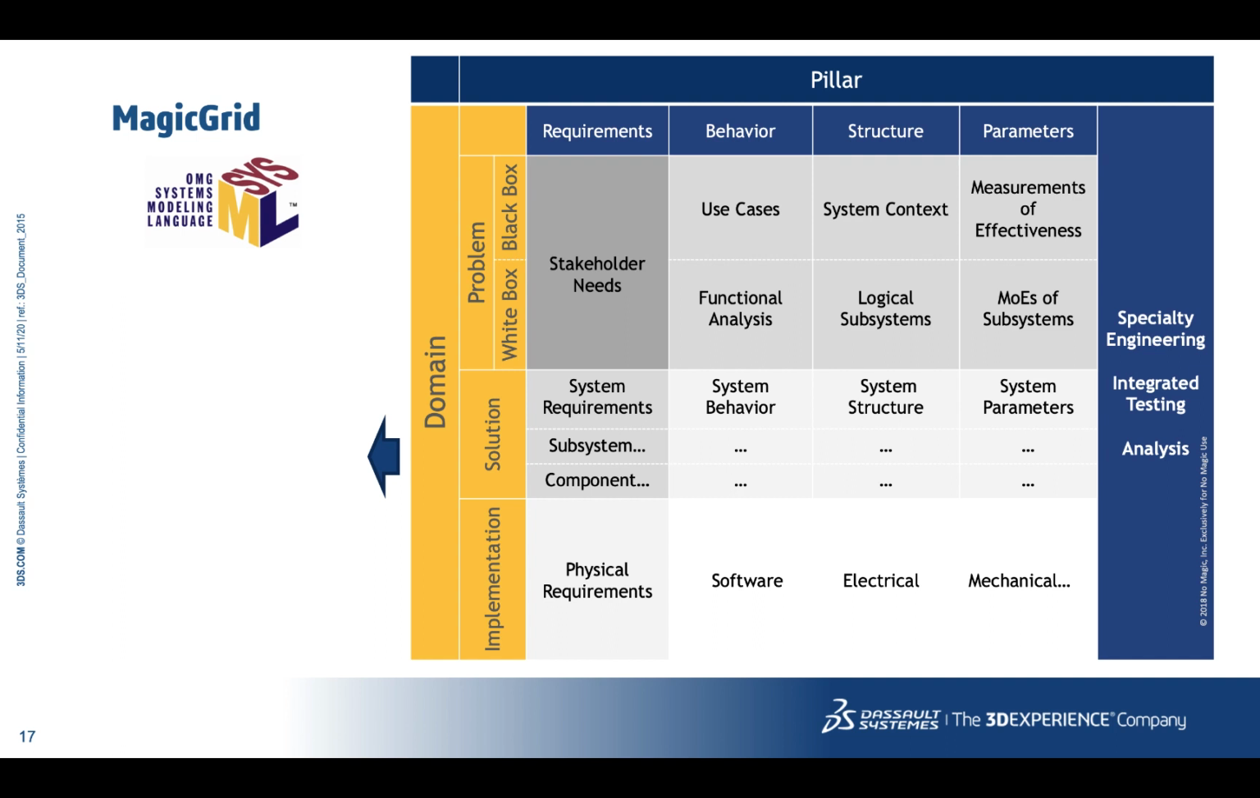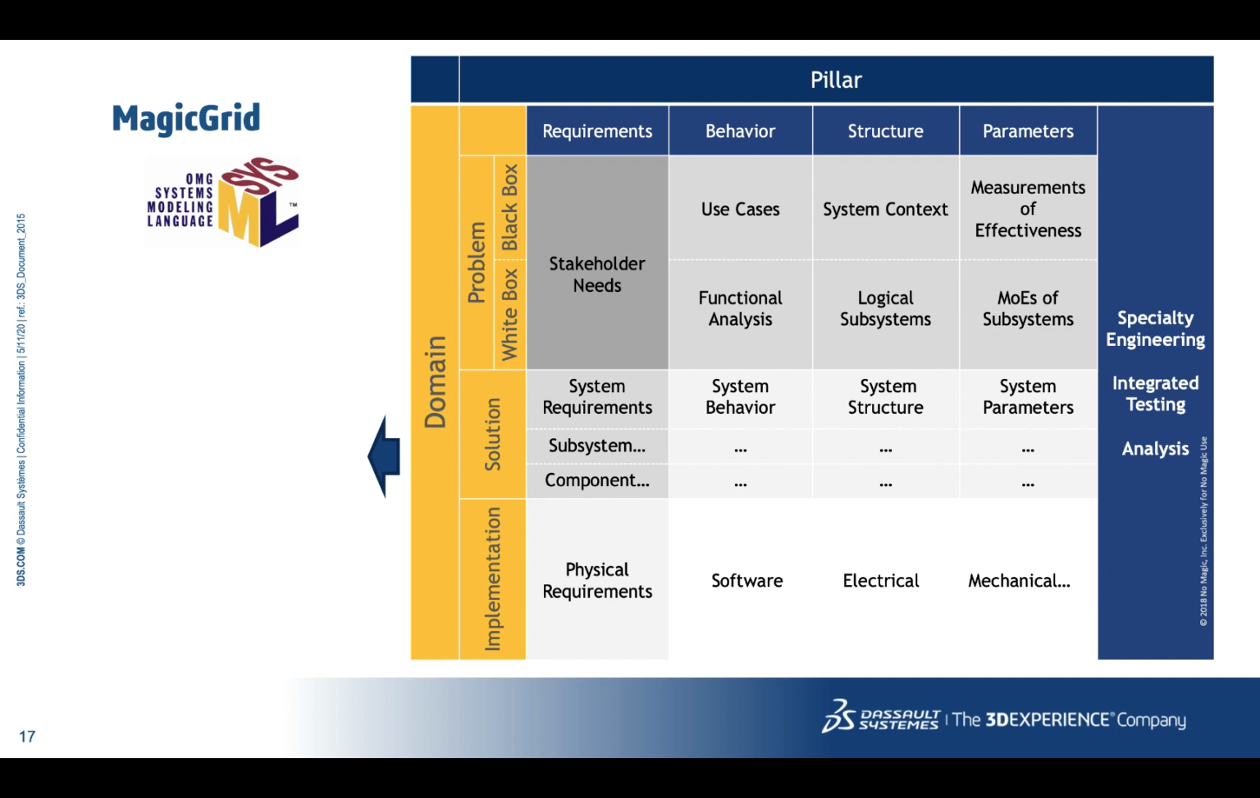And finally, we have implementation, which talks about component design, which talks about software components, electrical components, mechanical components, fluidics that are needed for the system. So this already falls to the different engineering practices and different tools. It is here in the grid just to show the integration and the continuous life cycle of the systems engineering.